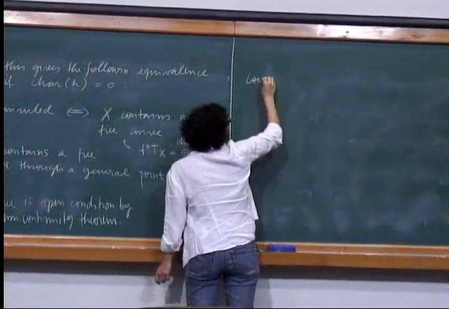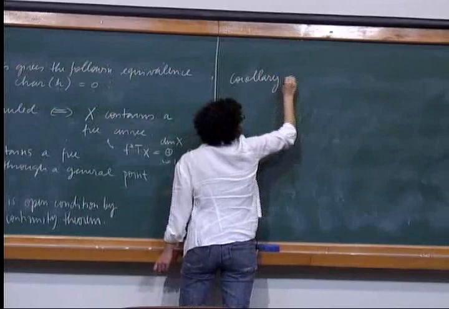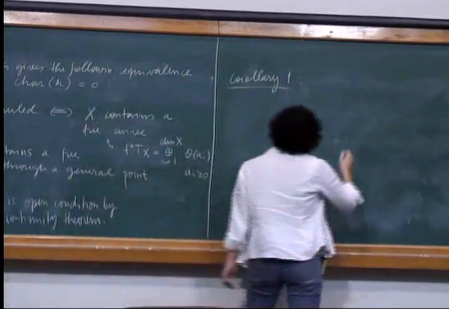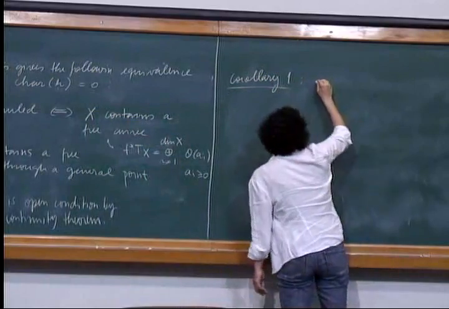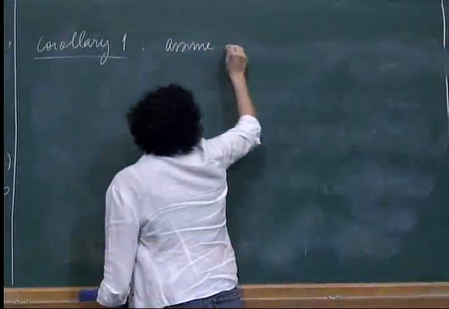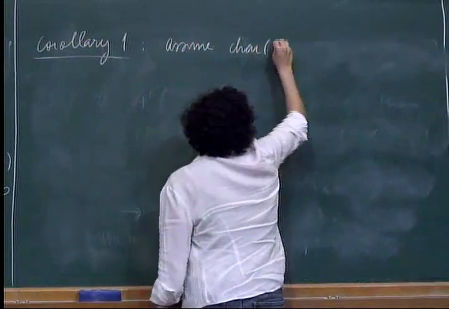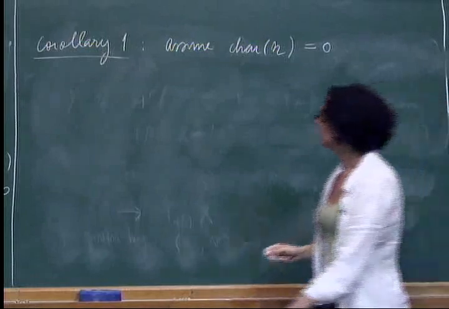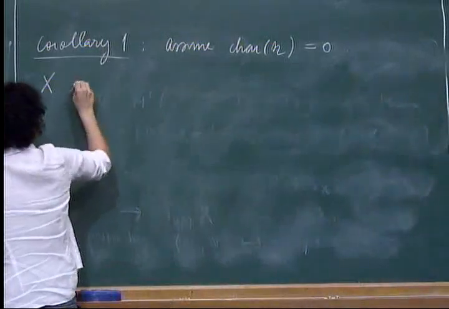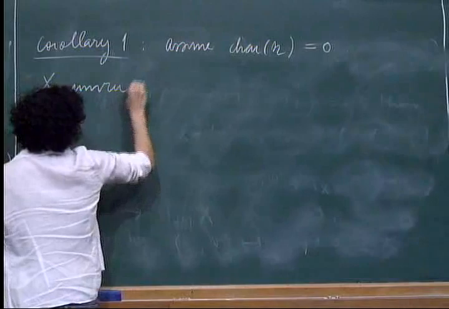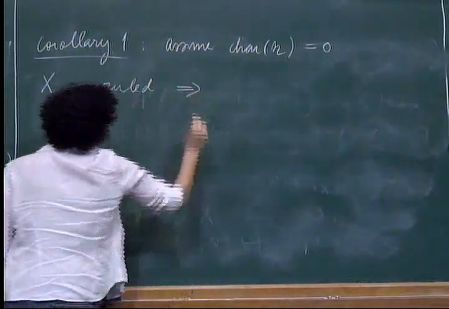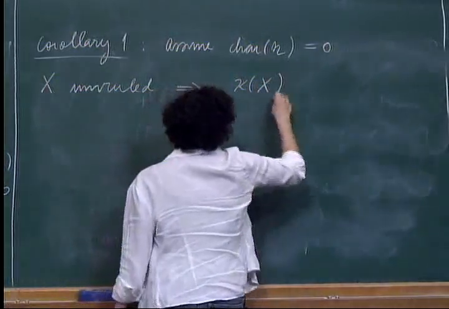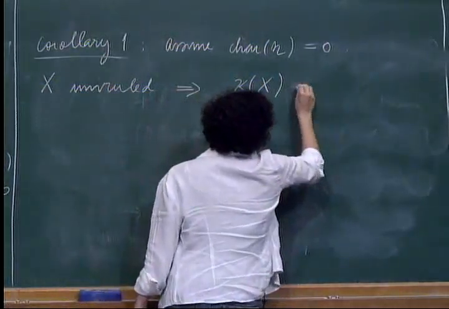So corollary 1. This is what I promised in the first class. So we assume here that the characteristic of the base field is 0. Then X uniruled implies that the Kollár dimension of X is negative.